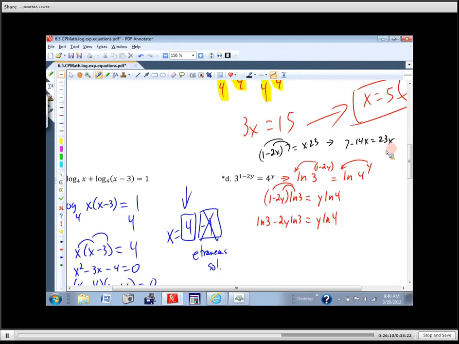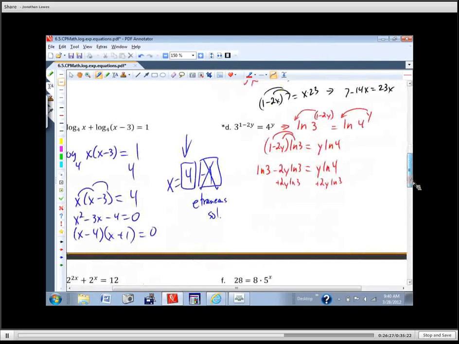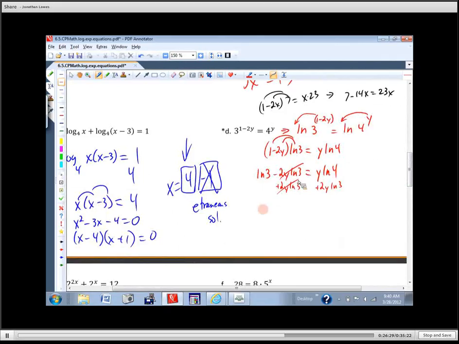What would I do if I were doing this problem? Move the 14x over, right? So what am I going to move over here? Yep. So I'm going to add 2y ln 3, add 2y ln 3. Okay, now, those are gone. This gives me ln 3 equals, and I'm going to write this as y ln 4 plus 2y ln 3.